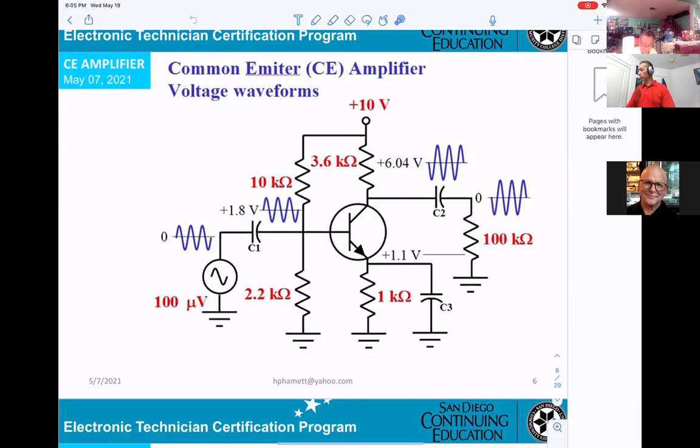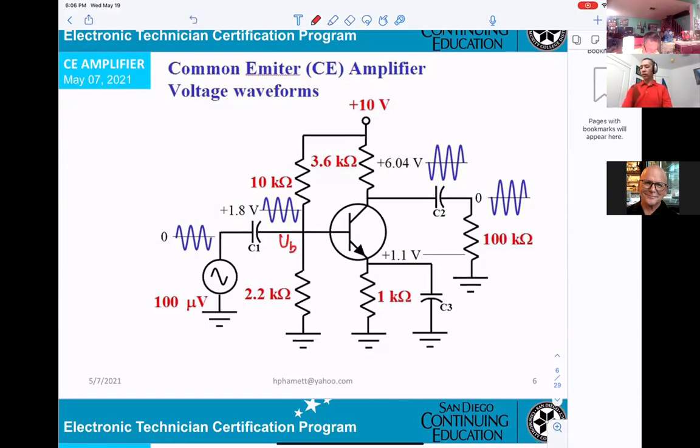Also, C1, C2: blocking AC, coupling DC, blocking. C3: bypass. Without bypass, the gain of the amplifier will be lower. Okay? They need the bypass to make the gain higher. And basically, some people don't quite follow, understand.